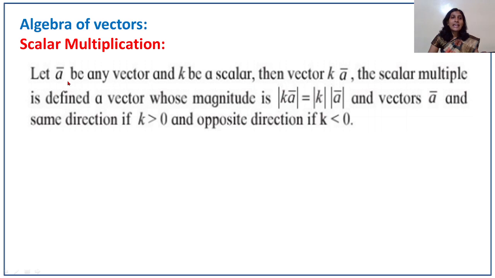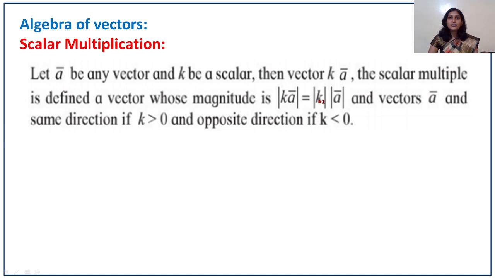Let A bar be any vector and k be a scalar. Then we multiply this scalar k to A bar, and we get k A bar. If we have to find its magnitude, then the magnitude of k A bar is equal to the magnitude of k times the magnitude of A bar.